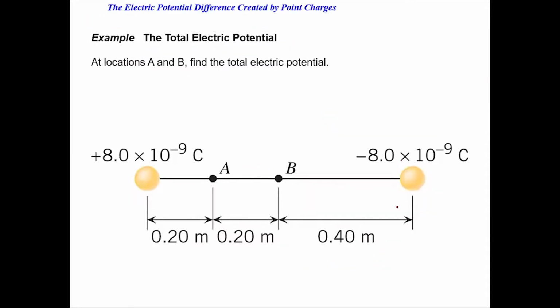Okay, let's do a problem then. You have to find the total electric potential based on this picture here. So look at the picture and find the electric potential at location A and B.